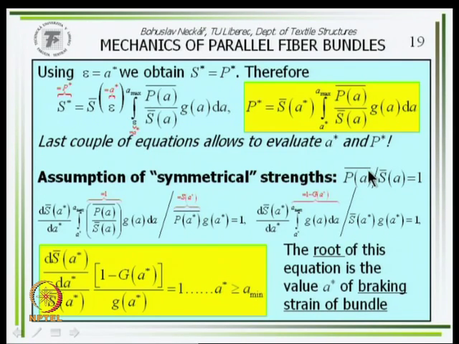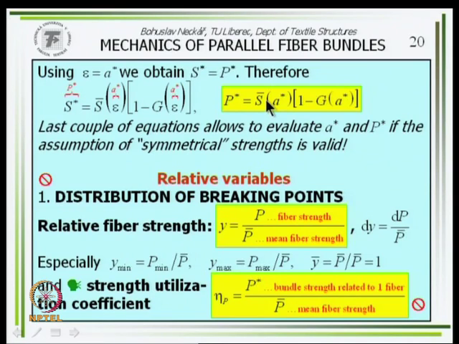An easier case we obtain when we accept the symmetrical strength assumption. If this holds, then using our earlier equation, this ratio is equal to 1, so that it is this here. And because of this assumption, P A star bar must be S bar A star. After small rearranging, because this is 1 minus the distribution function, we obtain this expression. The root of this expression is the breaking strain of the bundle.